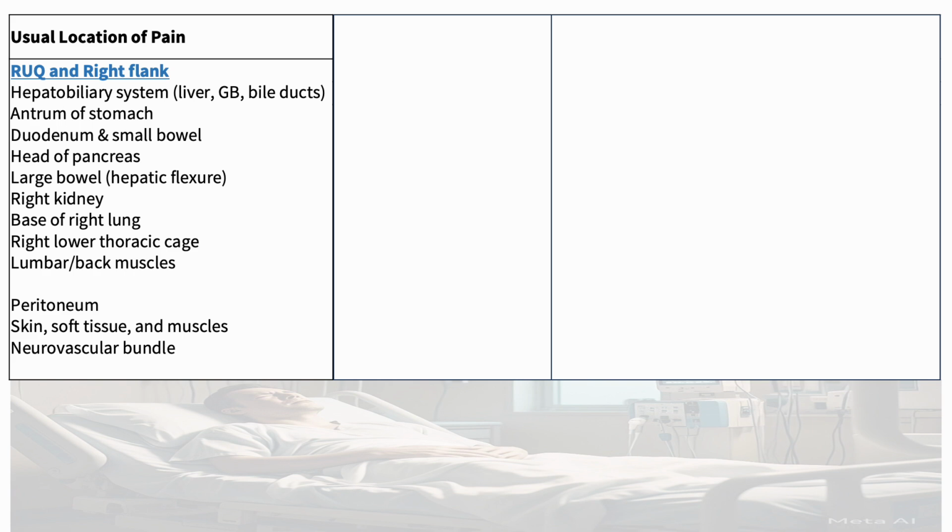And then the other structures that are not only for the right upper quadrant, but also all the other quadrants in the abdomen. These are the structures that are frequently forgotten and could be a source of pain, including the peritoneum, the skin and soft tissue and muscles.